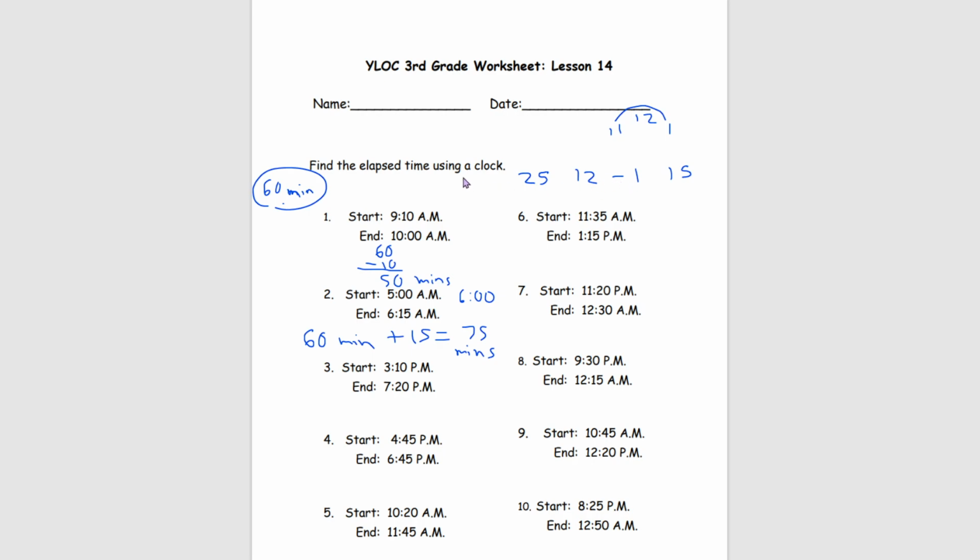And we already know that 1 hour is 60 minutes, so we can just put 60 right here and then add it all together. So 25 plus 60 is equal to 85, and then plus 15 is equal to 100. So we know that our answer for number 6 is 100 minutes.